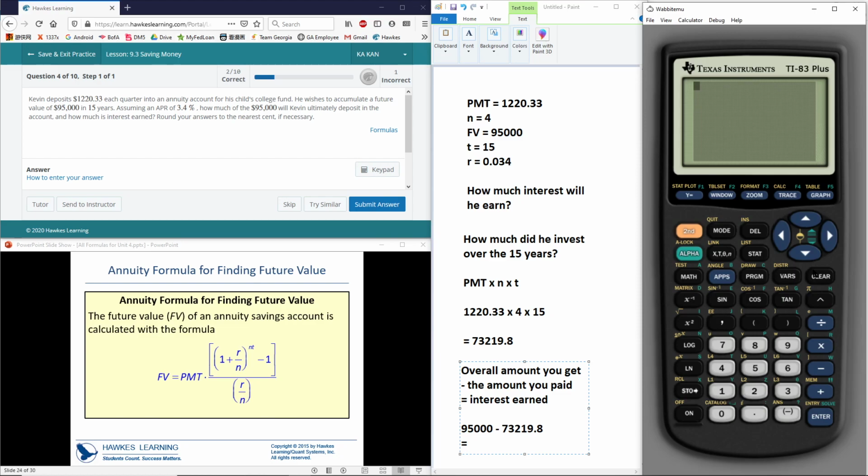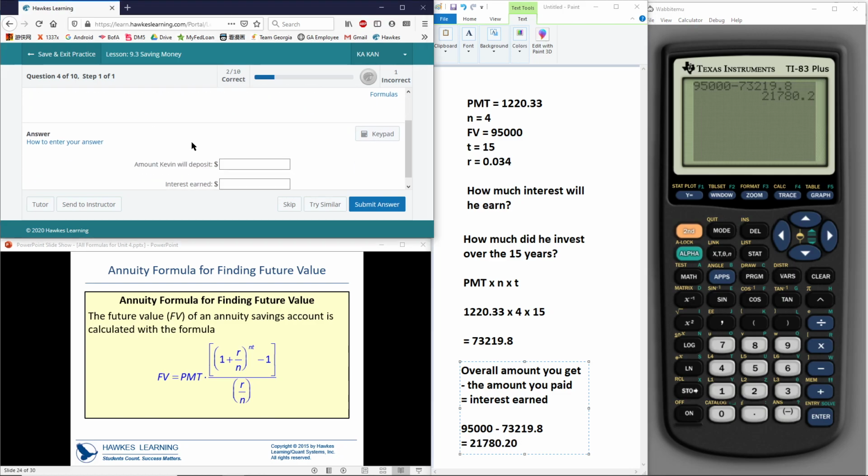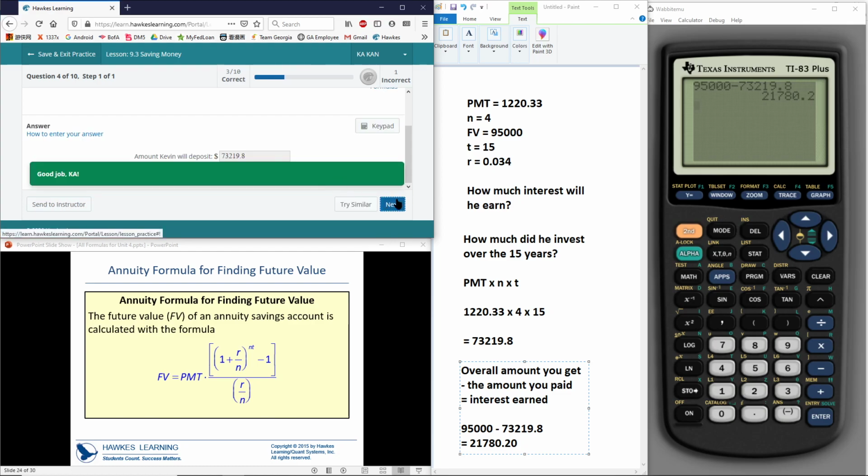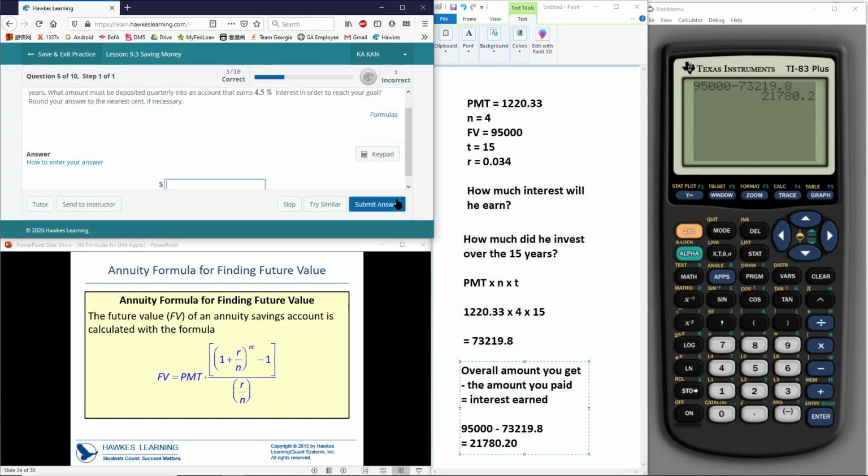Let's see what that equals. So 95000 minus 73219.8. I got 21780.20. So let's put this guy in here. So Kelvin, he would deposit, how much did he deposit? 73219.8. That's how much he put in throughout his life. Interest earned is $21,780.20. There you go. It's a tricky problem. Not a lot of math, just multiplications and subtraction. You just gotta understand the problem.